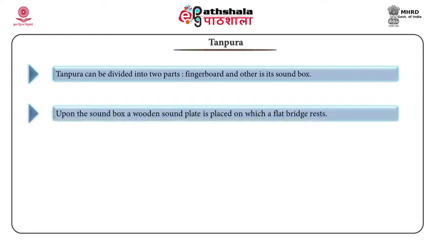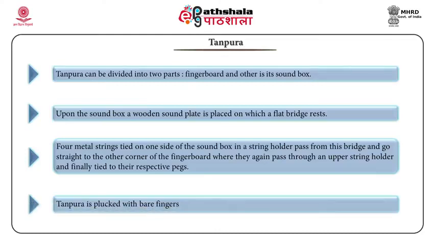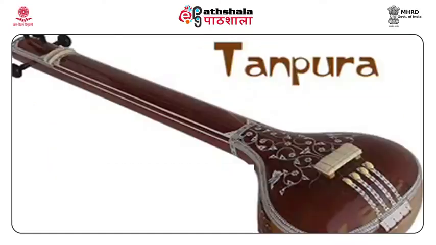Upon the sound box, a wooden sound plate is placed on which a flat bridge rests. Four metal strings tied on one side of the sound box in a string holder pass from this bridge and go straight to the other corner of the fingerboard, where they again pass through an upper string holder and are finally tied to their respective pegs. Tanpura is plucked with bare fingers.